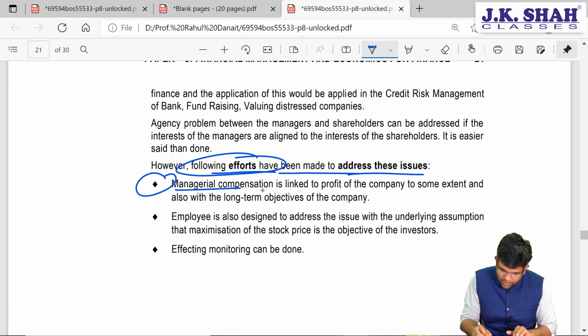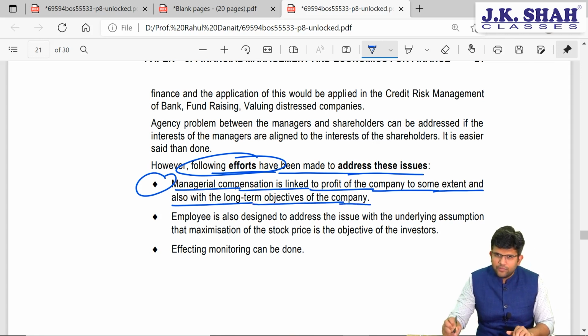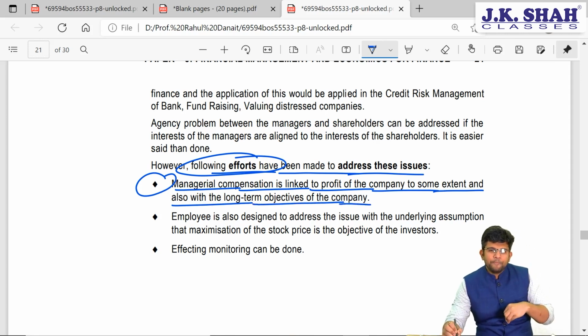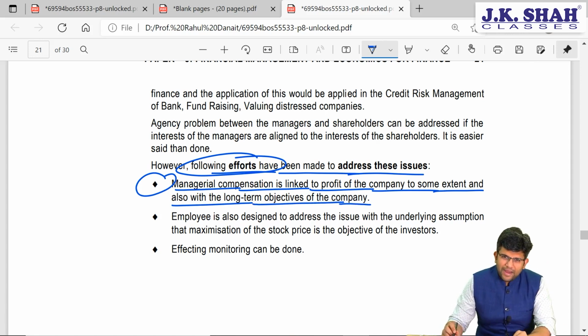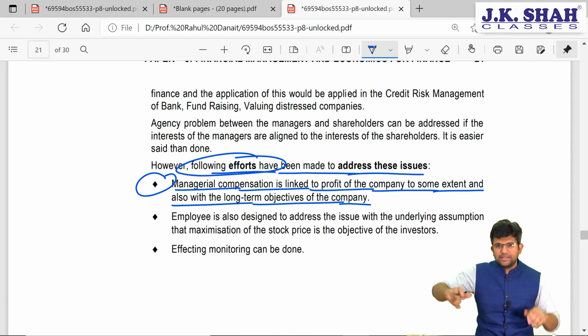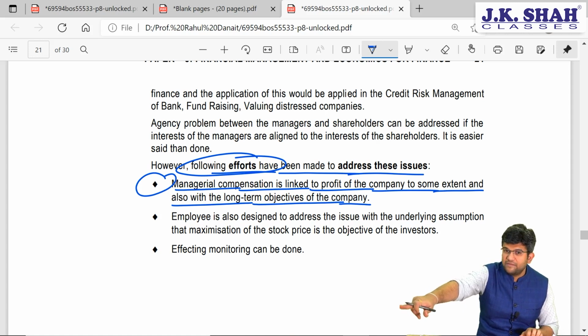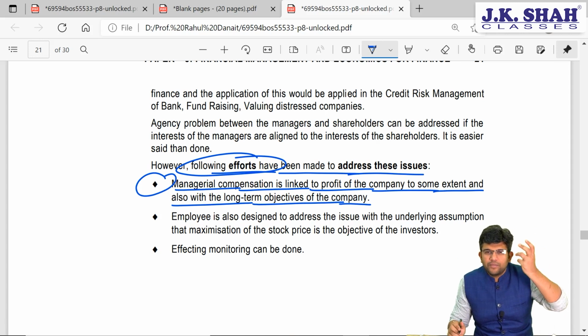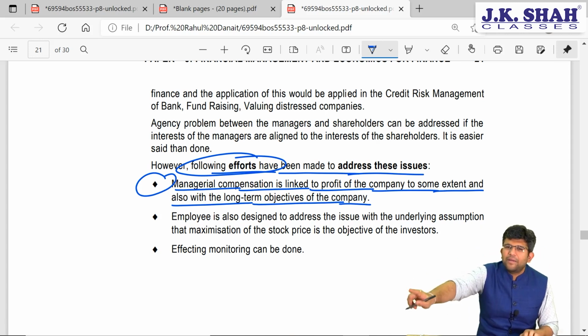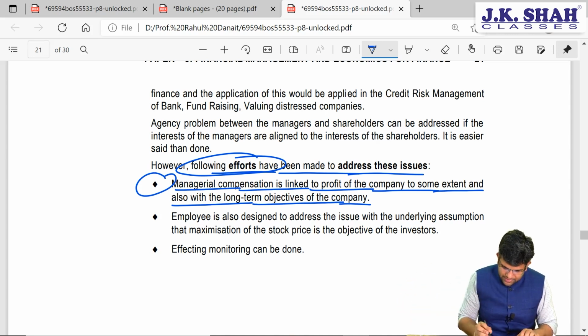First, managerial compensation is linked to the profit of the company to some extent, and also with the long-term objective. So children, if we can, as owners, ensure that as our wealth increases, the manager's personal wealth also increases, by linking his compensation to the overall performance or the growth of the company, then they might not do any nefarious activities separately to make their pockets personally rich, right? So they are saying managerial compensation is linked to the profit of the company.